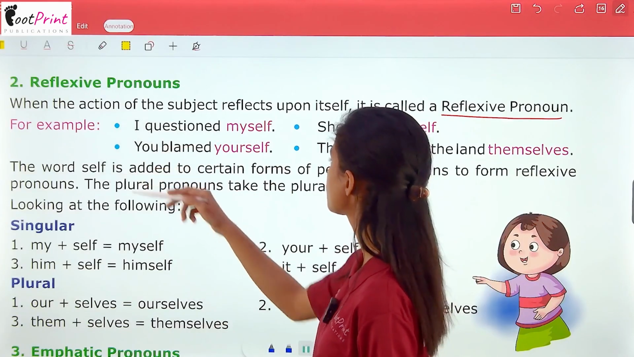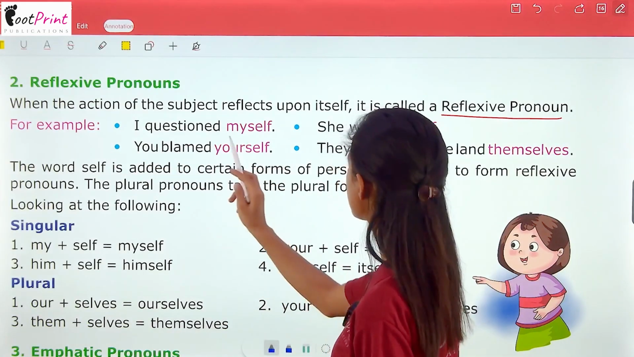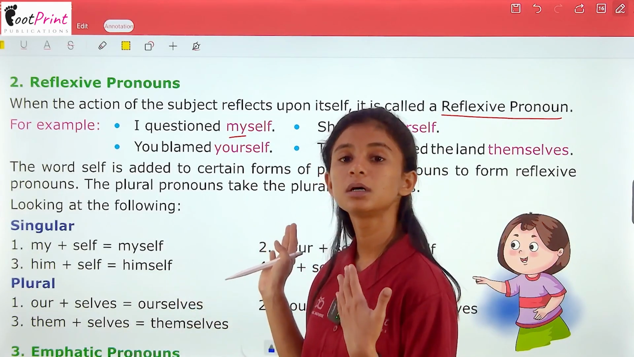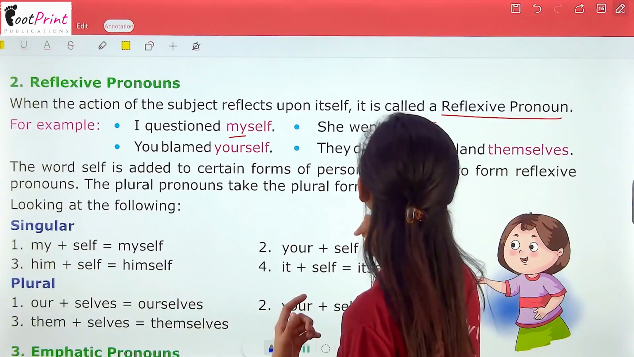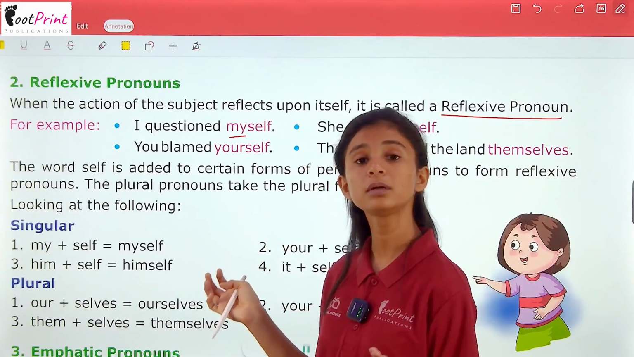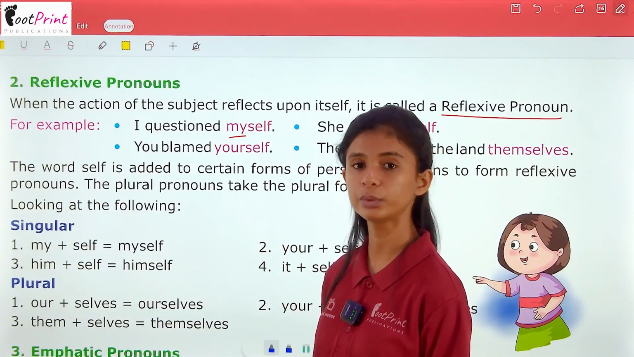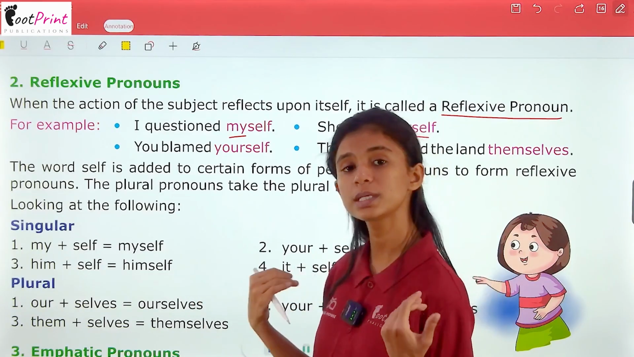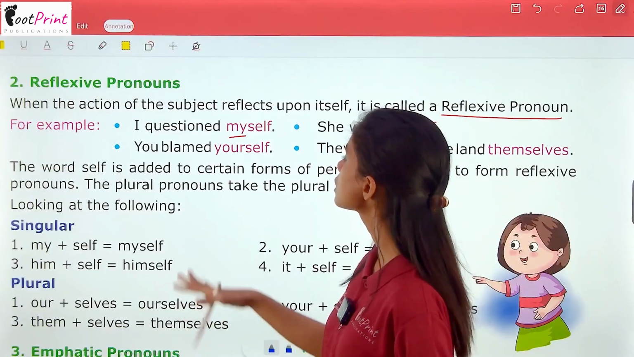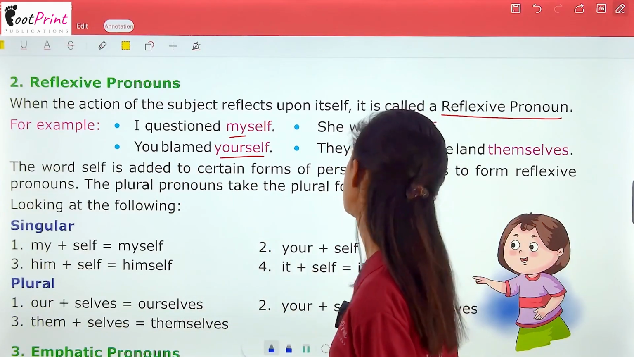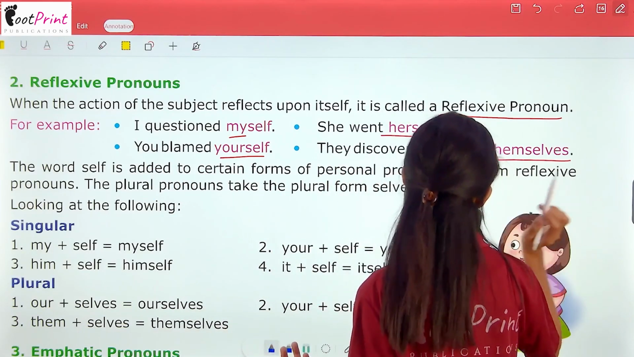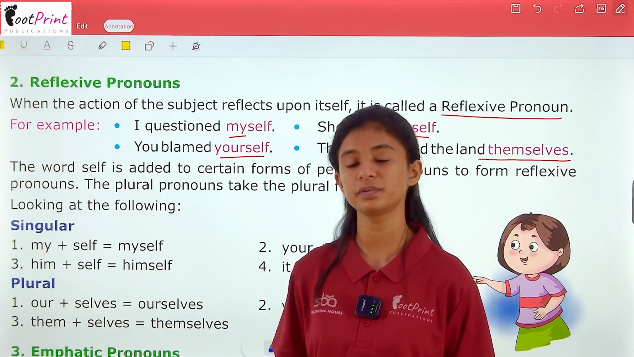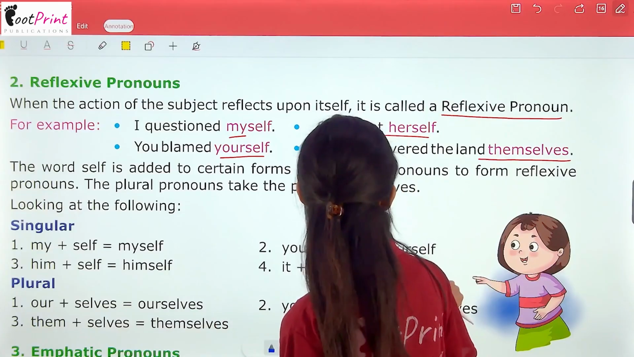What becomes a reflexive pronoun? Myself becomes a reflexive pronoun, because the pronoun is showing that the action is reflected upon the pronoun only, or the subject only. She went herself. Again the same case. You blamed yourself and they discovered land themselves. So in these four sentences, the actions of the subject are reflected on themselves only.